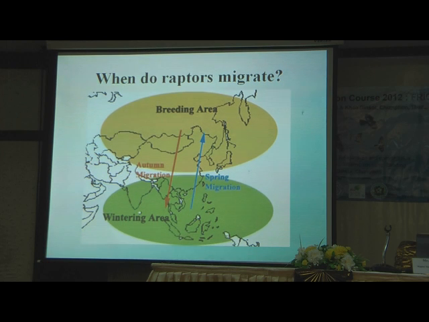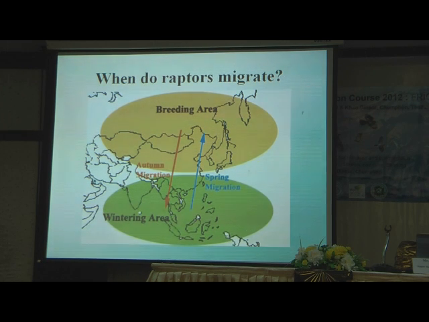So, as I've said, raptors migrate during the fixed season of the year, and we describe migration in terms of autumn migration, when they move from the north to the south, and spring migration on the return journey, when they move from the south back to the north.